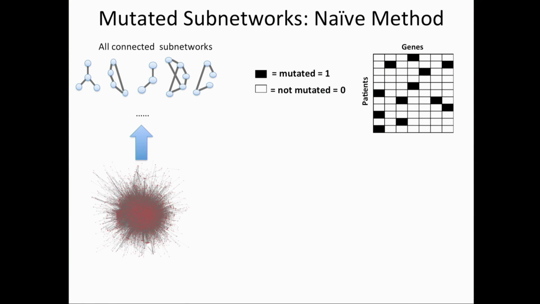Well, the first approach that we can think of is just to naively enumerate all possible subnetworks of the protein-protein interaction network, and now consider each possible subnetwork as a bag of genes, and now count in how many patients a subnetwork is altered. For example, this set of 4 genes is altered in 1, 2, 3, 4 patients. So if this number is large enough, by using the same statistical test that we've seen before, we could say that this subnetwork is significantly mutated in cancer.